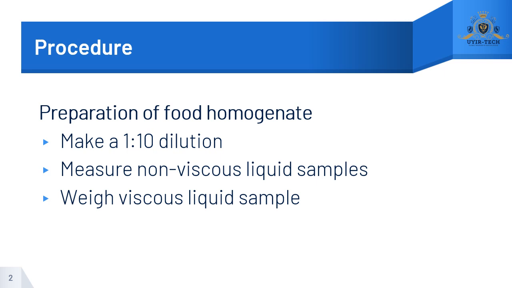If our sample is liquid, no need to worry. We can directly take 1 ml of sample by pipetting and add it to 9 ml of diluent.